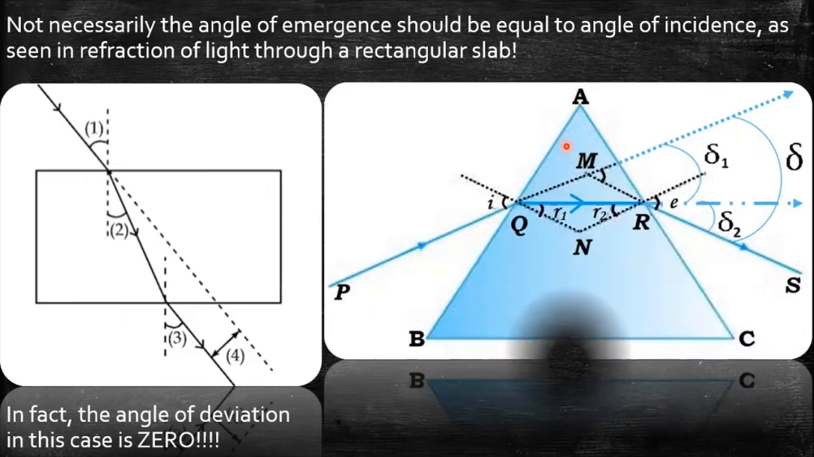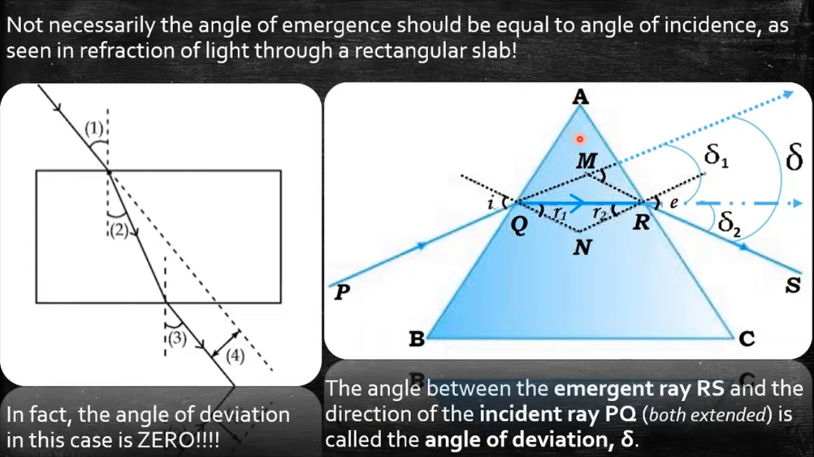Well, why? Obviously, because it has two different tapering surfaces and they are inclined to each other at a certain angle, correct? Remember, angle A being the angle of the prism? Yes. So over here, what exactly is going to be the angle of deviation? Well, the angle of deviation apparently is going to be the angle between the emergent ray RS and the direction of the incident ray PQ when I extend both RS and PQ. So obviously this angle is going to be my angle of deviation.